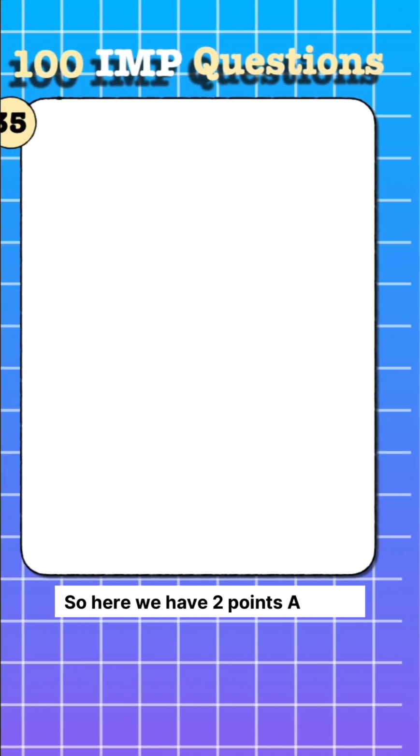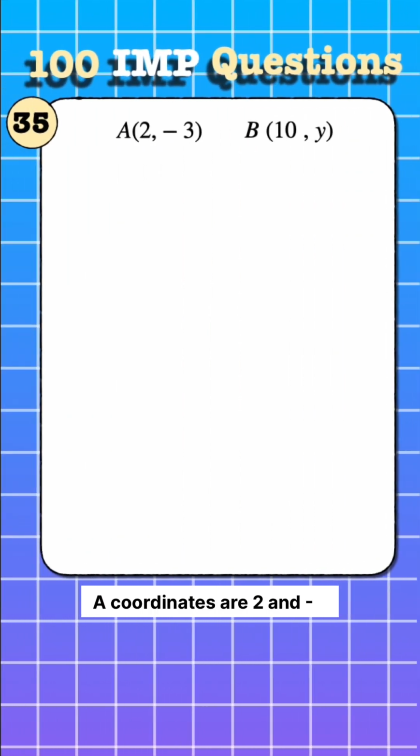So here we have 2 points A and B. A coordinates are 2 and -3. B coordinates are 10 and Y. Now here the distance is already given, which is 10 units. So again we will use the distance formula.